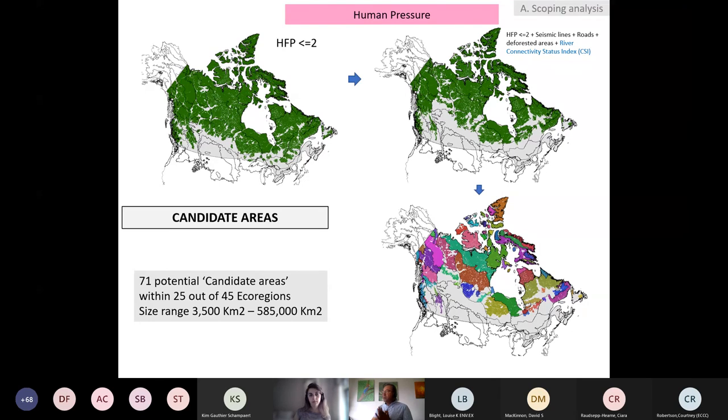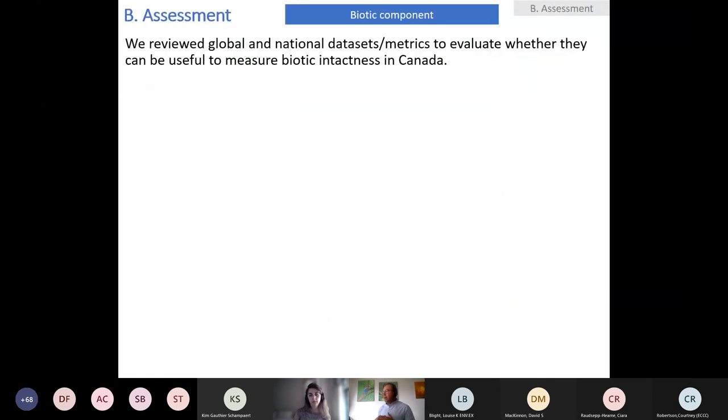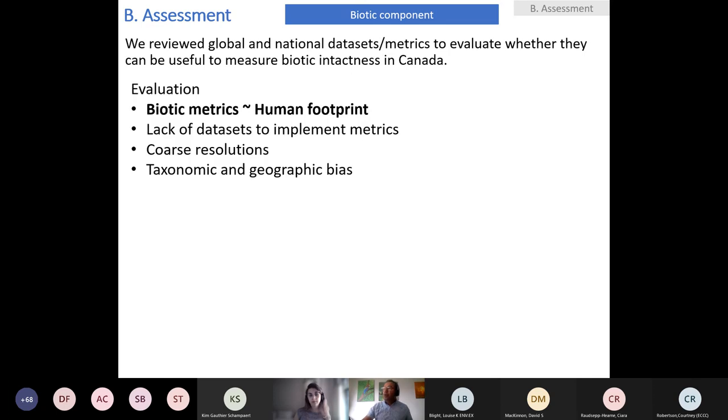Then we move to some kind of macro assessment, and we also reviewed a lot of global and national data sets and metrics to evaluate if they can be useful to measure biotic intactness in Canada. One of the main conclusions that we have is that the metrics that we have globally and nationally, data sets and metrics, are a function of human footprint.